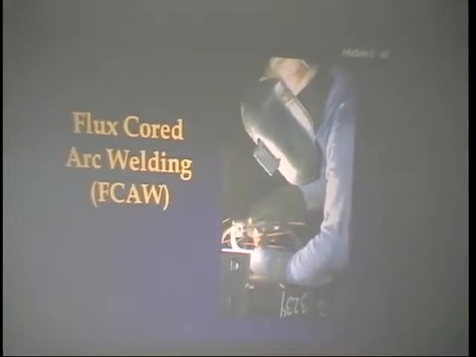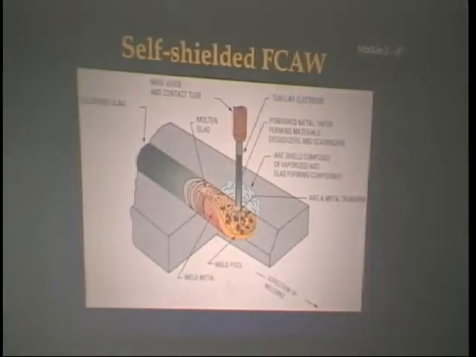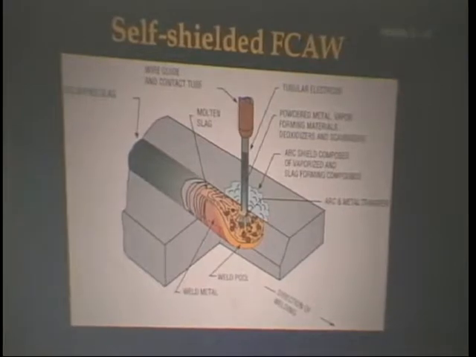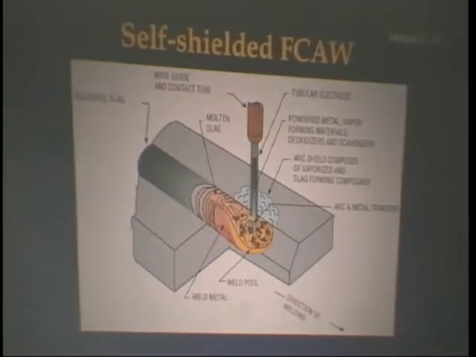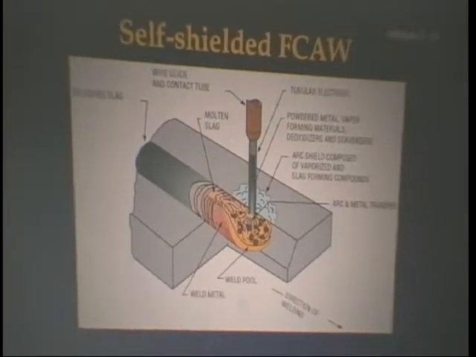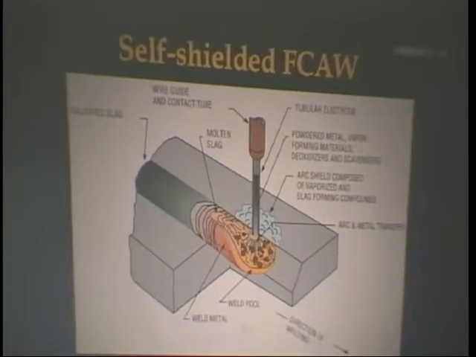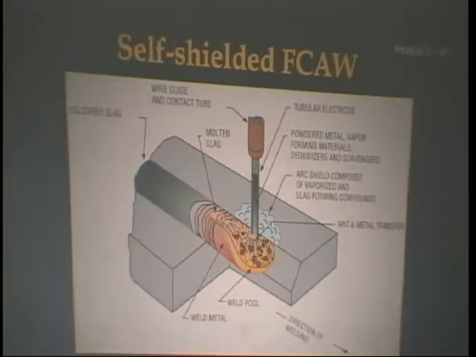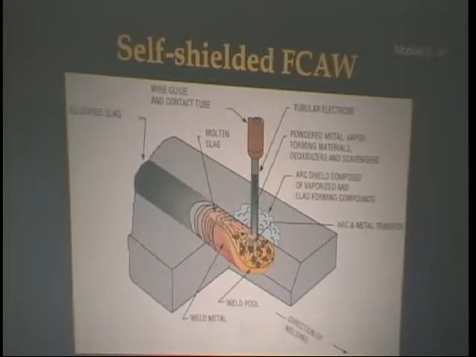Well, here it is, Flux-Cored arc welding. This is a picture of the self-shielded type of Flux-Cored arc welding. This is similar to figure 21.5 in your textbook. In fact, I think it's the same picture, 21.5, and that's on page 750.